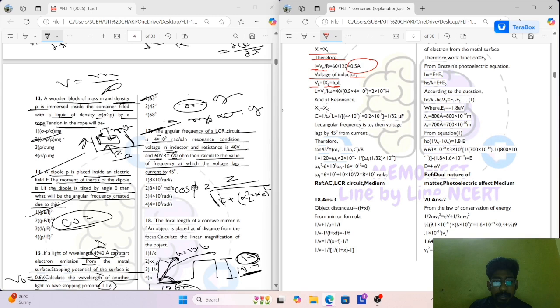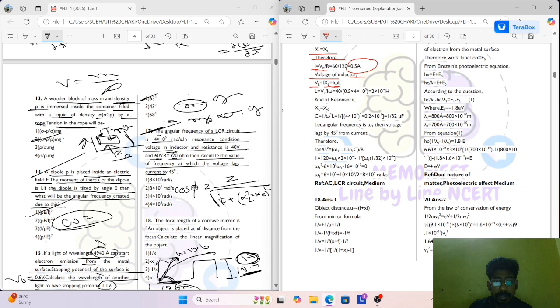At resonance, what happens? XL equals XC. So omega equals 1 by root over LC. That means from that you can say C equals 1 by omega square L. So if you put the values, you will get C equals 1 by 32 microfarad. Now theta is given as 45 degree. Tan 45 degree will be equal to omega L minus 1 by omega C divided by R. That comes from the impedance triangle. What will be the impedance triangle?